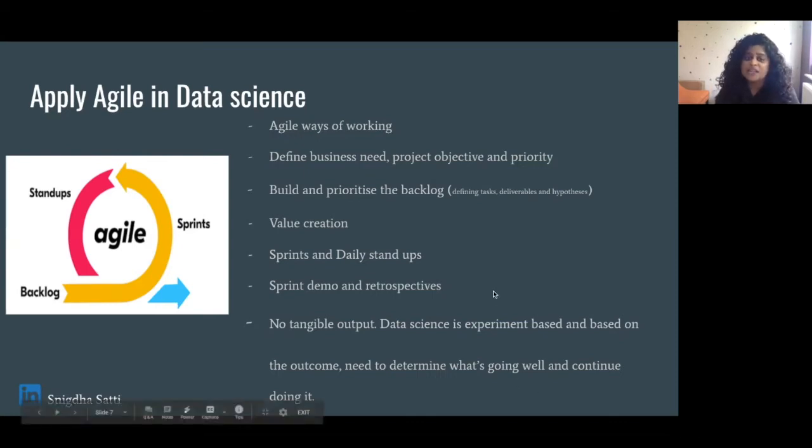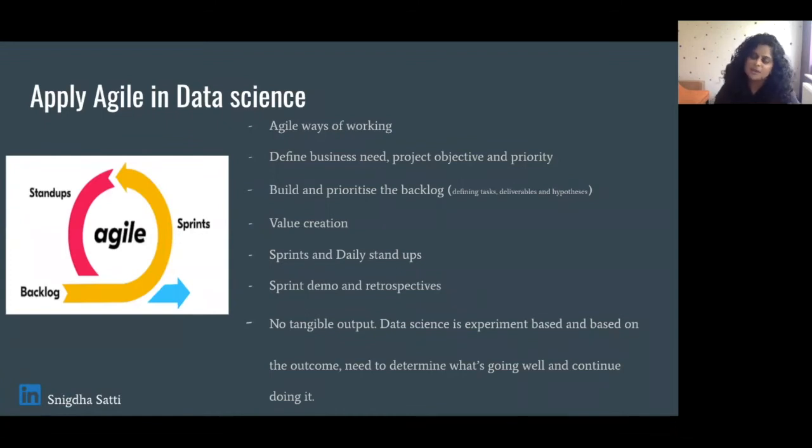And another thing that we implemented was sprint demos. So with data science, it's not like a feature demo that you can do, and it's not like a tangible output. Data science is experiment based. But what we used to do in the demos is to see where we are with the experiment, just to understand the status, and then based on that make a decision whether we should go ahead with this experiment or not.